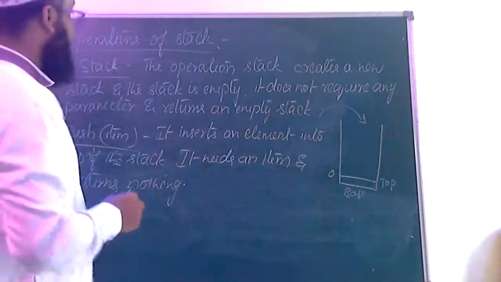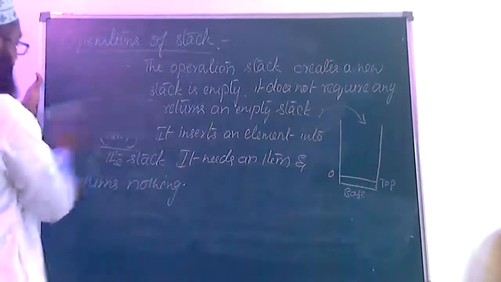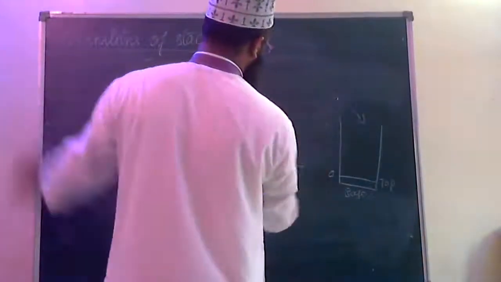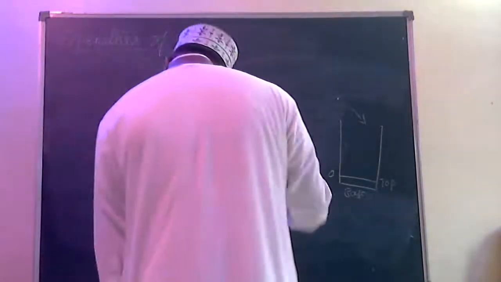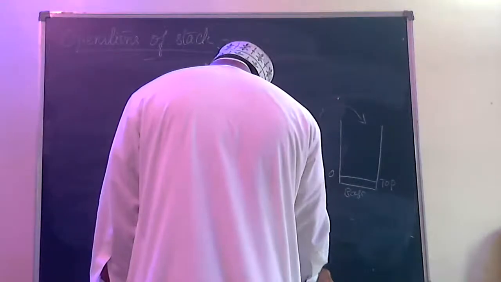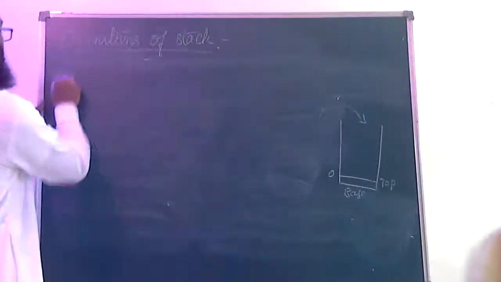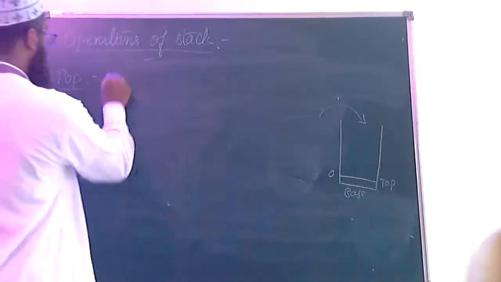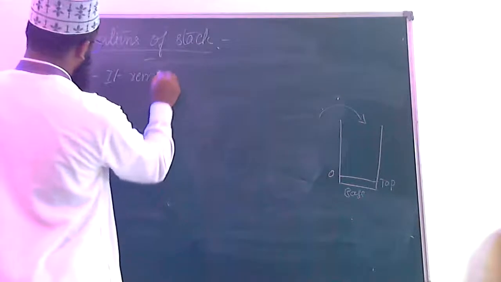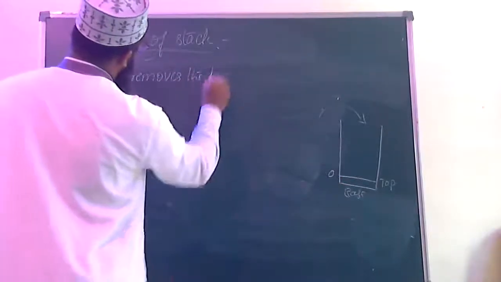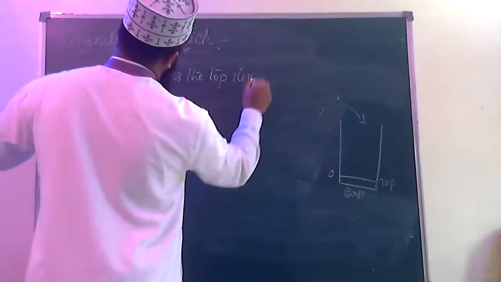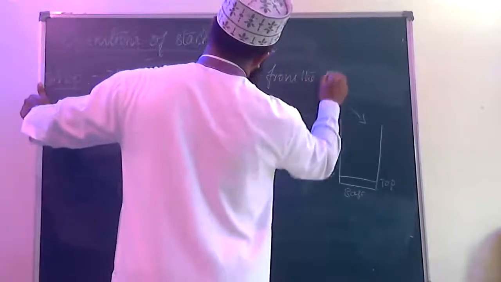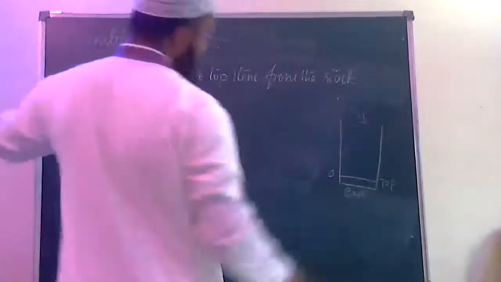Then the third operation is pop. What is the use of this pop? It removes the top item from the stack. Here this is the top item.